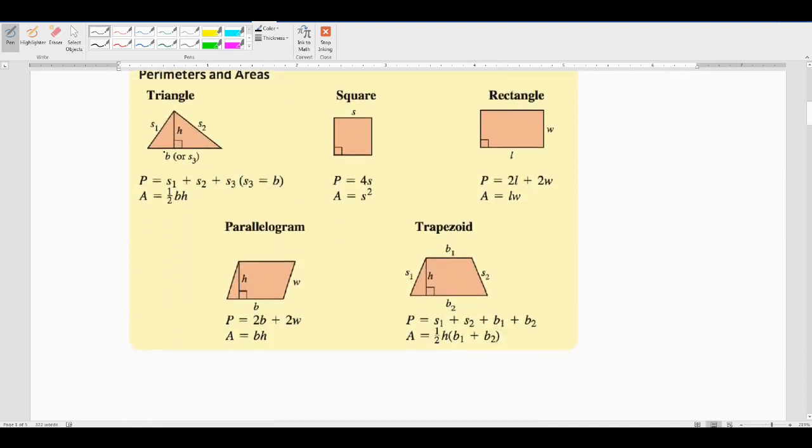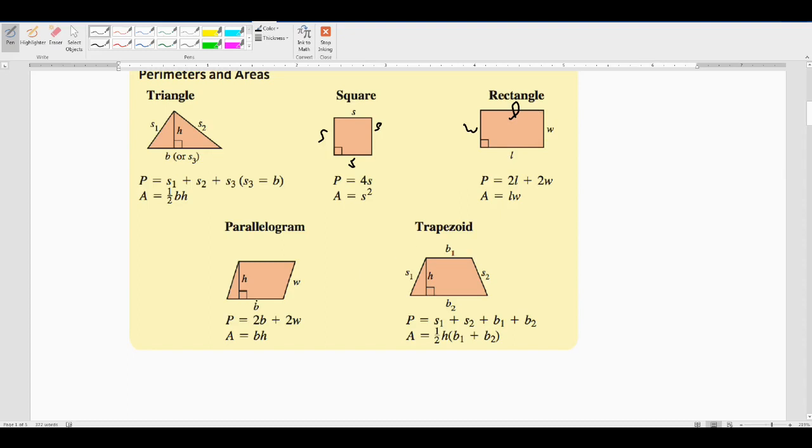For a triangle, you just add 3 sides. It doesn't matter. Side 1, side 2, side 3, if you ever see that. For a square, you can take side plus side plus side plus side, or 4s. That's the same thing. For a rectangle, the opposite sides are the same. So if that side is L, this side is going to be L. If that side is W, that side is W. You just add up the 4 sides, or use that formula.